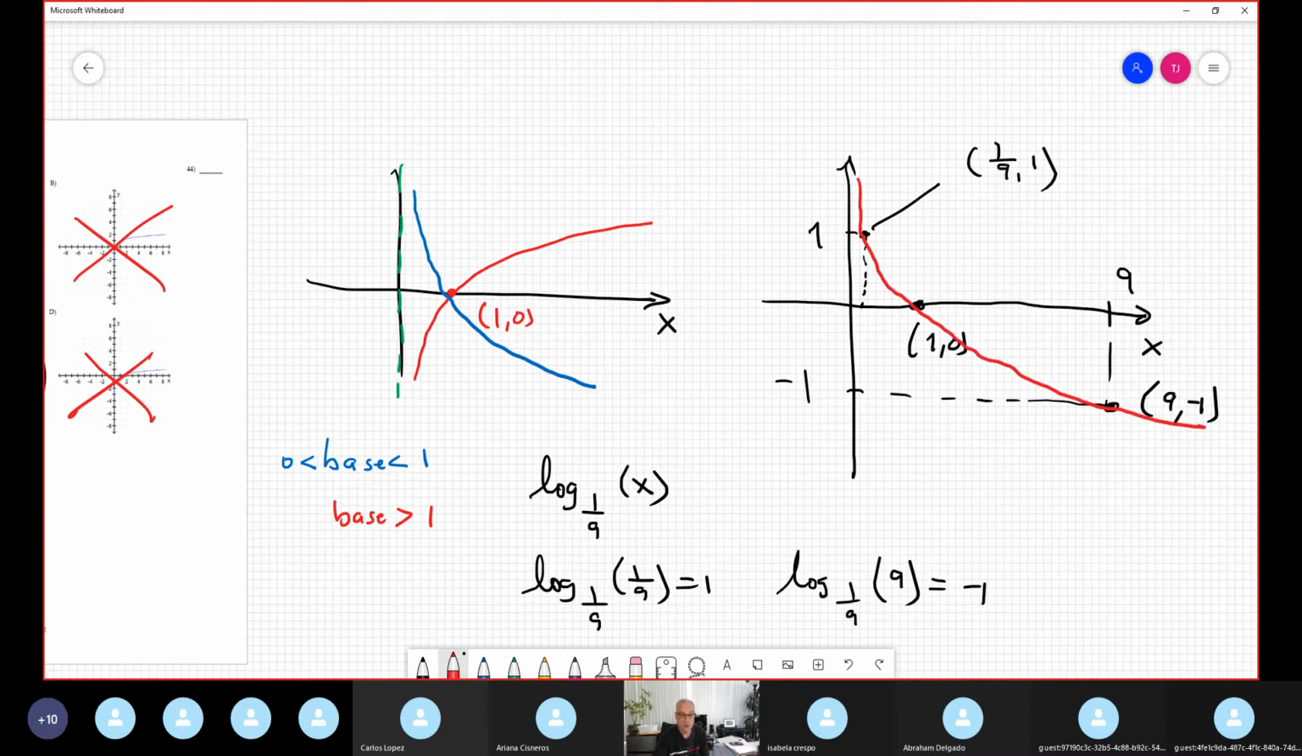Important that you have the vertical asymptote here at x equals 0. Do you understand very well? This is the most important. Recognize whether the base is a fraction, less than 1 or greater than 1. If it is less than 1, it's the curve like the blue. If it is greater than 1, it's a curve like the red. That's it, super easy.